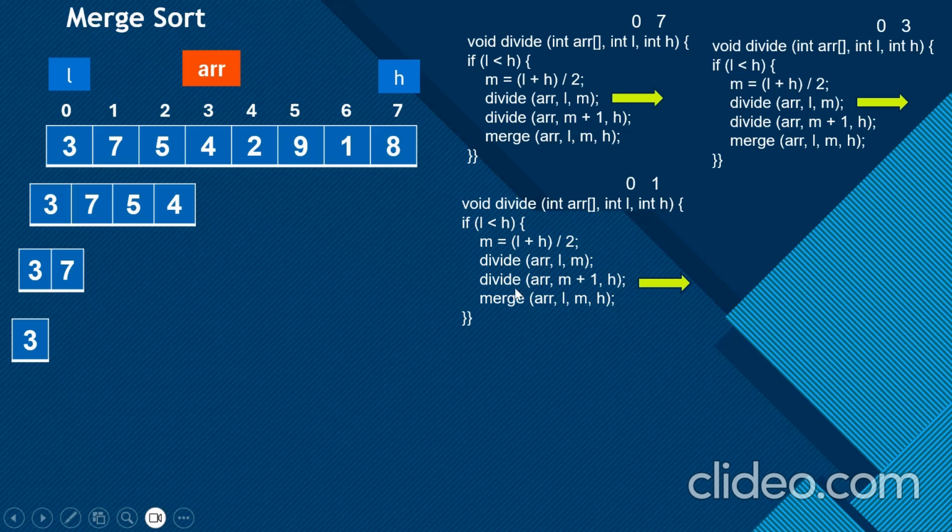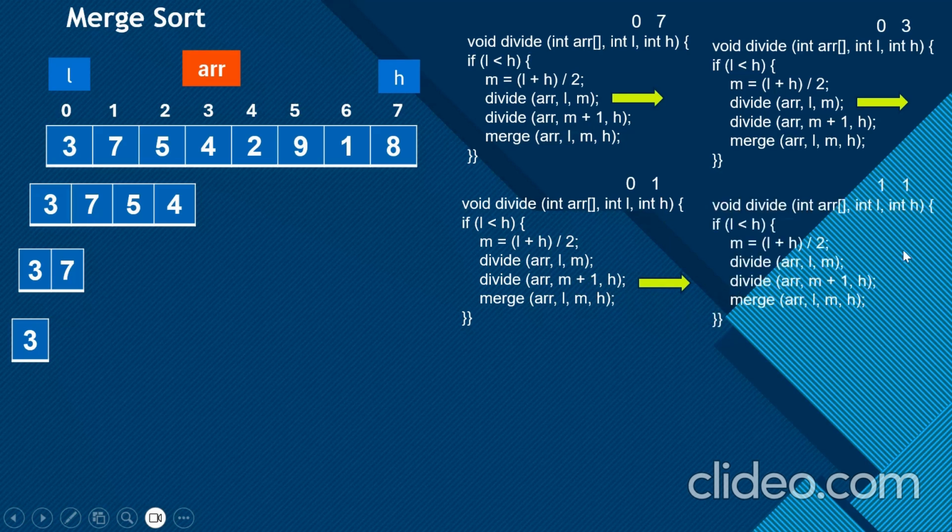Which is this, which is again the divide function being called, but this time with the arguments of M plus 1, comma H. What was M here? M was 0. So 0 plus 1 would be 1. And of course H is 1. So this divide function call would be with the parameters of 1 and 1. Don't you think that is this element 7? Because it is the element 7 whose index is 1. So lowest index 1 and highest index equal to 1 means this solitary element, right?